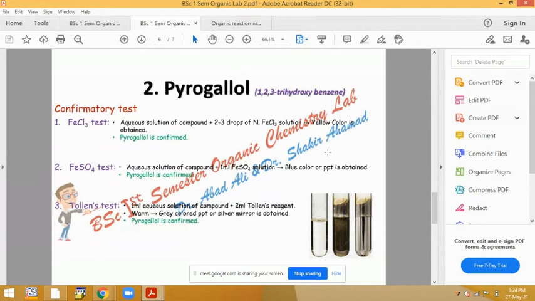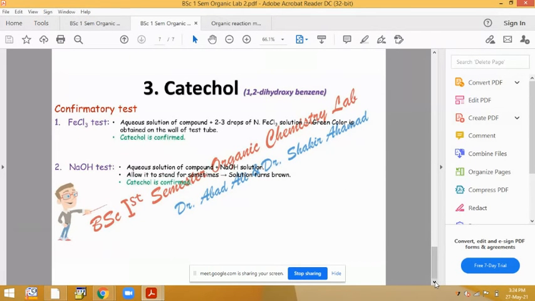And in this case, it shows yellow color. In the previous one, it was blue or violet color. But in this case, after adding FeCl3 solution, it shows yellow color. Now the third is catechol. Catechol also has two hydroxy groups. The first one was 1,3 and this is 1,2, that is two side by side OH groups. So 1,2 dihydroxybenzene. In this case also, if you add FeCl3 solution, the solution color becomes green.